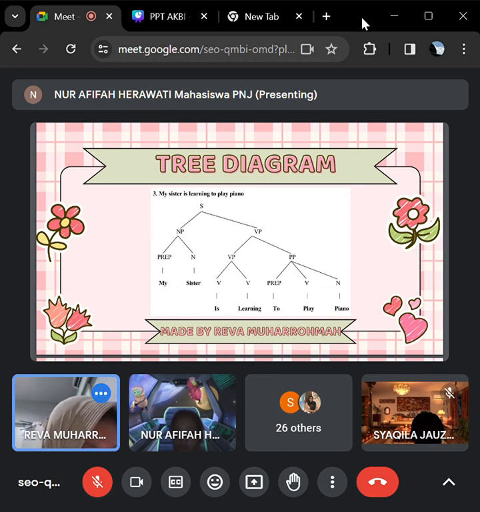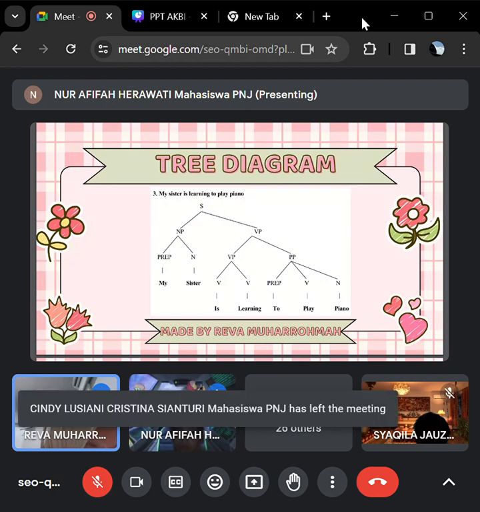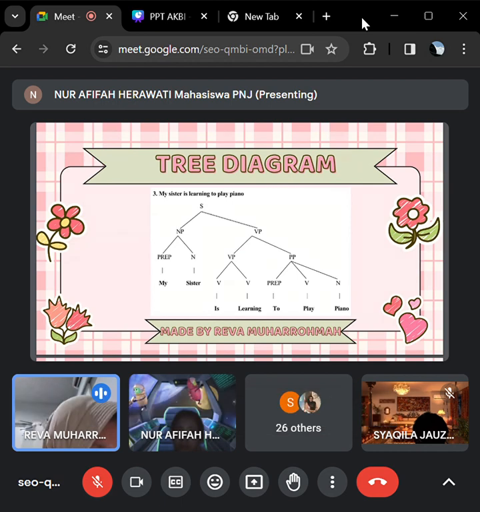The third, my sister is learning to play piano. My is determiner. Sister is noun. My sister is noun phrase. Is is auxiliary verb. Learning is verb. Is learning is verb phrase. To is preposition. Play is verb. Piano is noun. To play piano is prepositional phrase. Is learning to play piano is verb phrase. Next.